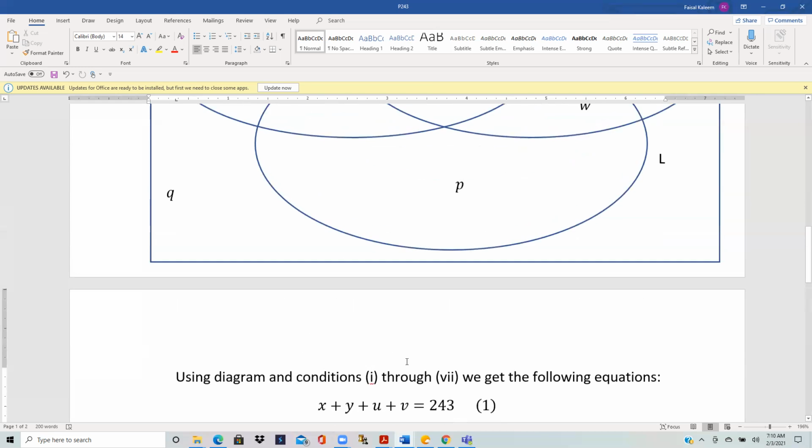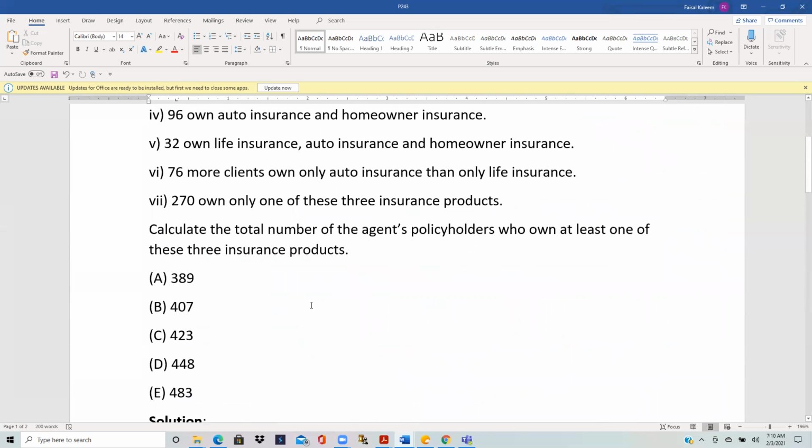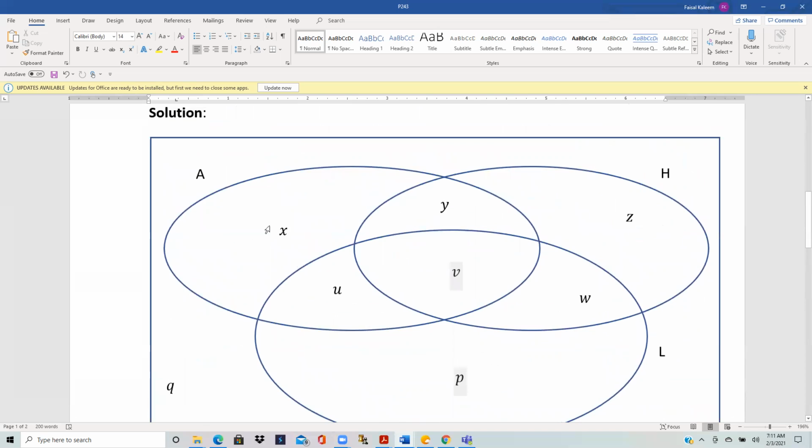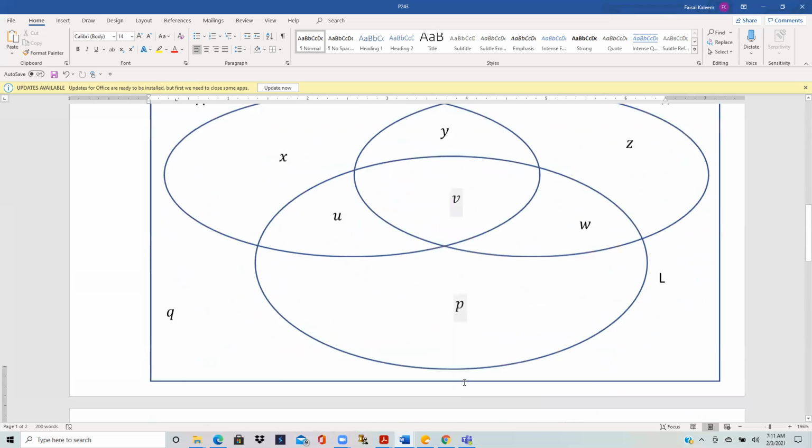So the sixth condition is 76 more clients on auto than life. So it means 76 more clients on only auto than only life. So only auto is 76 more than only life. Now the only auto is X. So X is 76 more than only life, and only life is P. So it means X is equal to P plus 76.